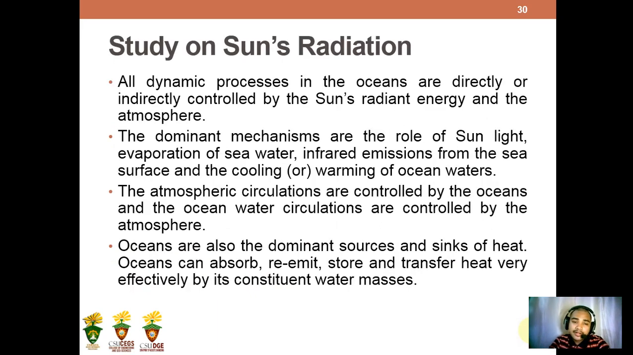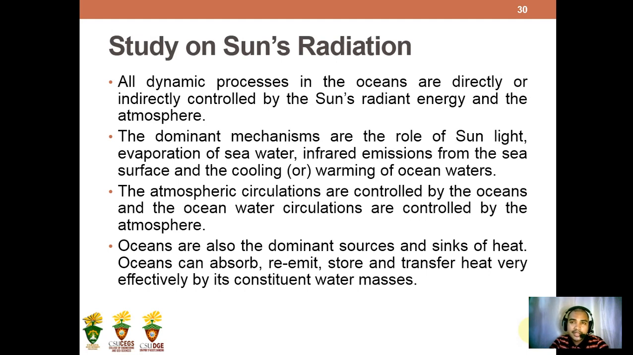So all dynamic processes in the oceans are directly and indirectly controlled by the sun's radiant energy and the atmosphere. Since there is no obstruction at the sea, it receives direct sunlight, so there should be an interaction between the sun and the oceans. And these are being controlled by the sun's radiant energy and also the atmosphere.